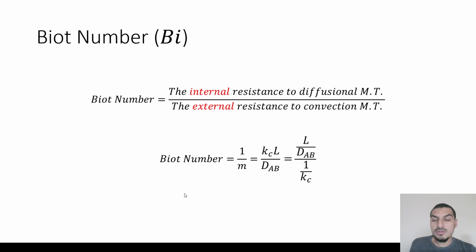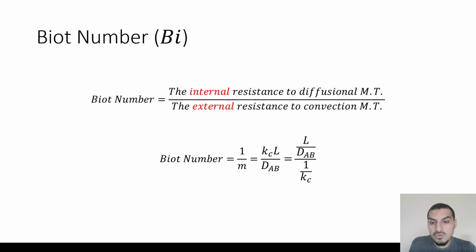So there is one related thing here, which is called the Biot number. The Biot number is a dimensionless number, which is the internal resistance to diffusional mass transfer divided by the external resistance to convection mass transfer, which is 1 over M. And it's defined as KC L over D. KC is the mass transfer coefficient and D is the diffusion coefficient, of course.